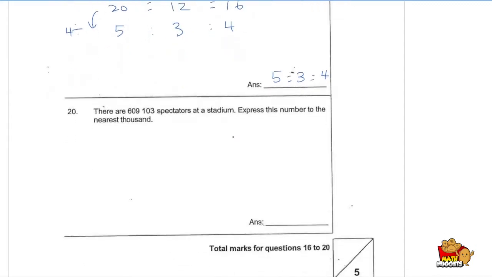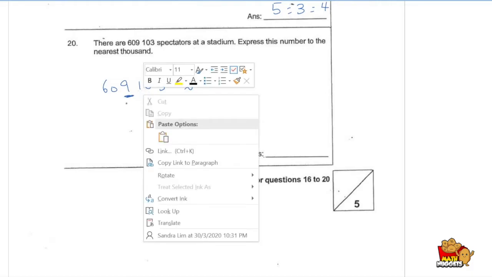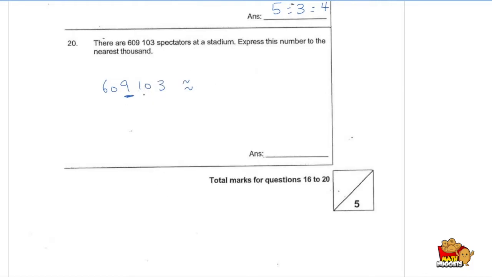Question 20. We're supposed to round off to the nearest thousand, 609,103. So thousands place is here. We will check the hundreds place. Check the hundreds place. Okay. So 1 is less than 5. So therefore 9 will remain. So this is 609,000.